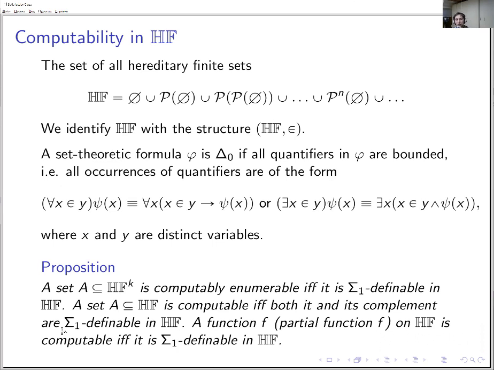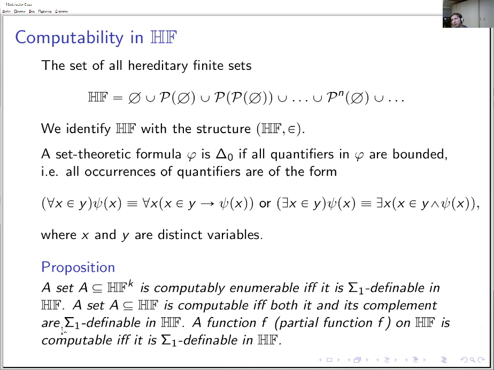As usual, we also have bounded quantification in the set theoretic language, and again, in fact we have exactly the same correspondence. So basically, a computably enumerable set or computable set of hereditarily finite sets means a set definable by a Sigma 1 formula.